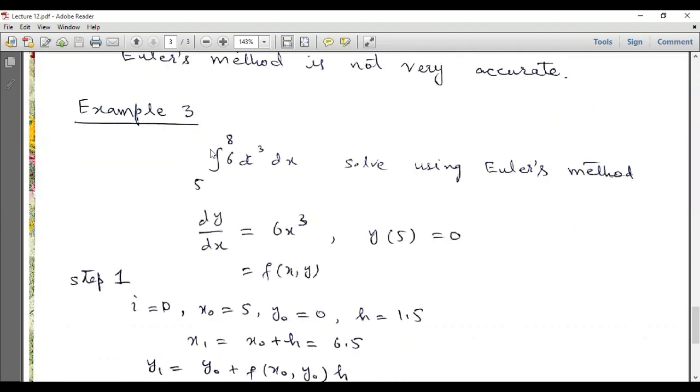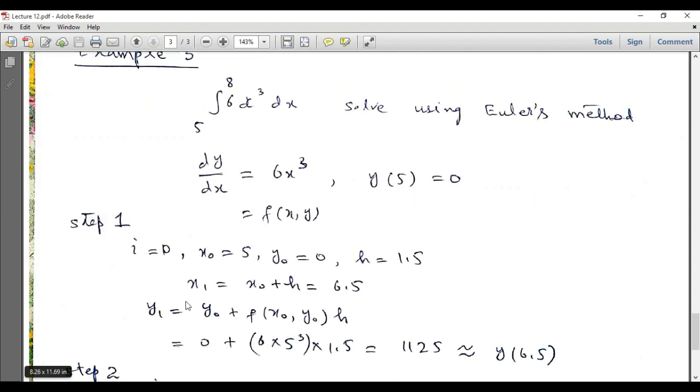In this example we are given this definite integral, and we have to solve it using Euler's method. This is our integrand, and we can write it in differential equation form. So dy by dx is equal to 6x cube, and this is the initial condition, y of 5 is equal to 0, and this is equal to f of x, y. In the first step we consider a step size of 1.5. So there will be two steps, from 5 to 6.5 and 6.5 to 8.